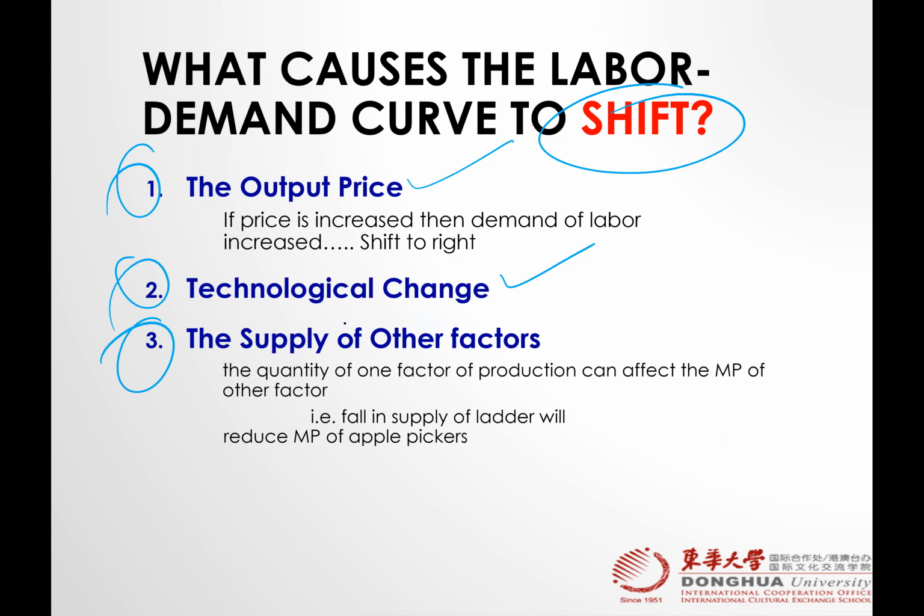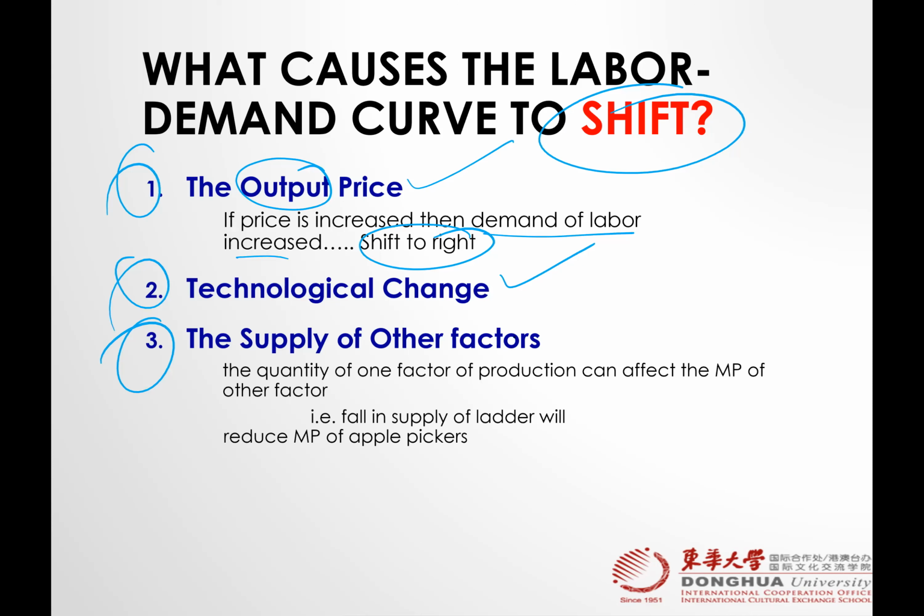The output prices: if the final good price increases, for example if the apple price rises, demand for apple pickers also rises, shifting to the right. Right, guys? If the demand for shoes rises, the demand for shoemaker labor also rises. Technological changes: if technology changes, demand also changes, right? If more educated people are needed, demand also rises.